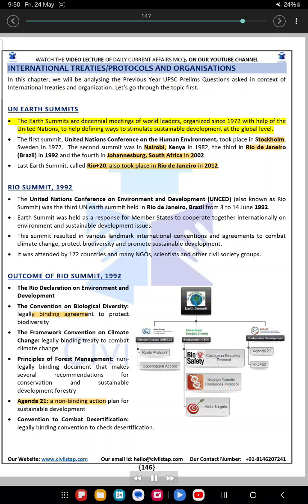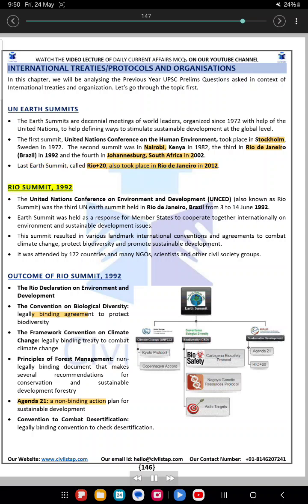The Earth Summits are decennial meetings of world leaders, organized since 1972 with help of the United Nations, to help define ways to stimulate sustainable development at the global level. The first summit, United Nations Conference on the Human Environment, took place in Stockholm, Sweden in 1972. The second summit was in Nairobi, Kenya in 1982, the third in Rio de Janeiro, Brazil in 1992 and the fourth in Johannesburg, South Africa in 2002. Last Earth Summit, called Rio Plus 20, also took place in Rio de Janeiro in 2012.